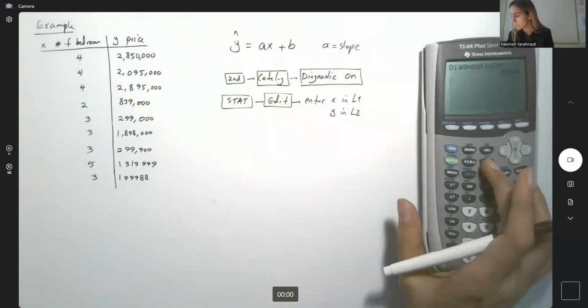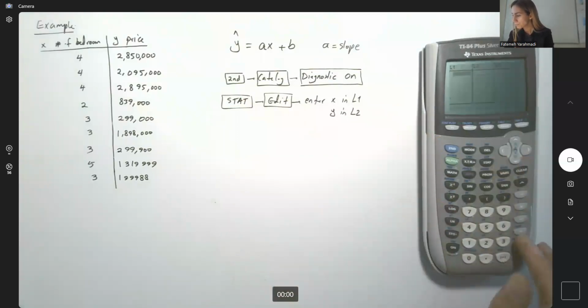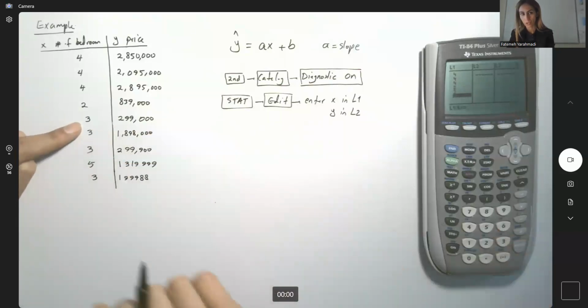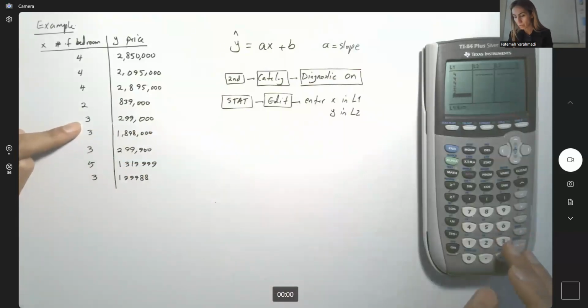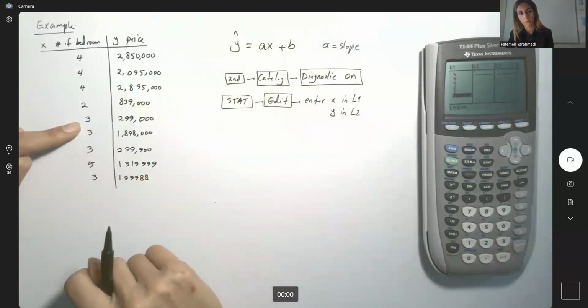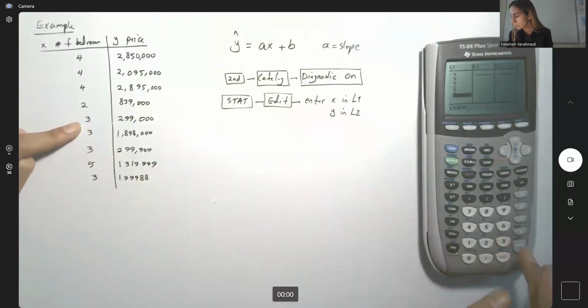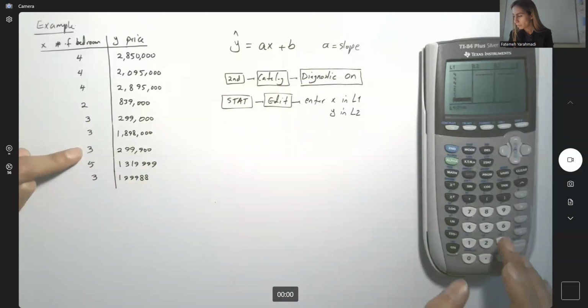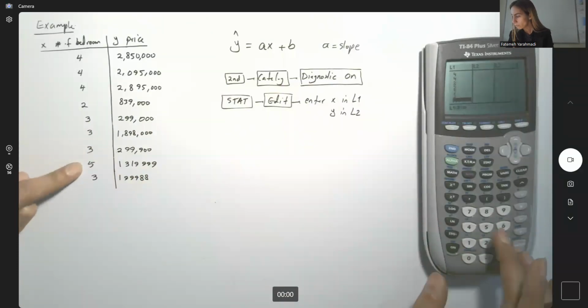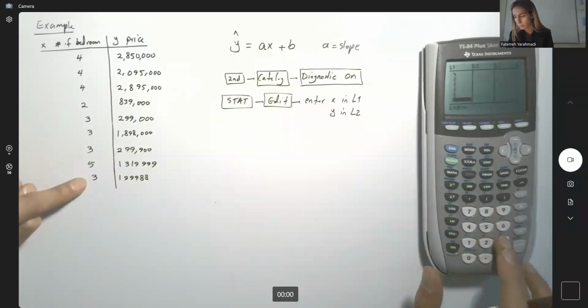So let us begin. Stat, edit, L1. I have 4, another 4, another 4, I have 2, I have 3. Guys, make sure these numbers match the Y values. So you need to have the correct amount of 3s here. 1, 3, 2, 3, 3, and 5. Then you have a 3 at the end.